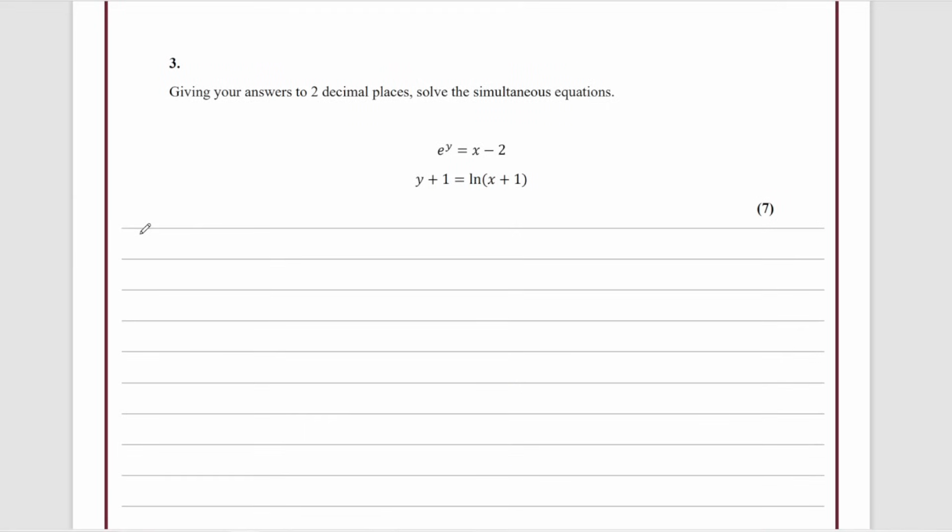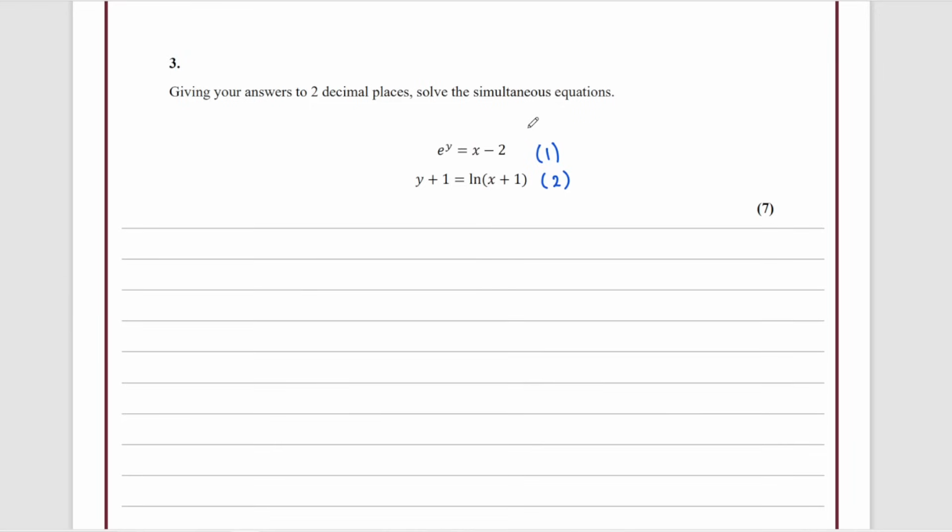Moving on to question 3 now, where it says, given your answers to 2 decimal places, solve the simultaneous equations. So we've got 2 equations here. I've got e to the power y equals x minus 2. Let's call this equation 1. And then we've got the second equation here, y plus 1 equals ln x plus 1. And we'll call this equation 2. Now, it's up to you where you begin with this question here. What I'm going to do for this question is start with equation 1, rearrange this and make y the subject, and from there I can then substitute that into equation 2, and then hopefully we want to solve for x and y.